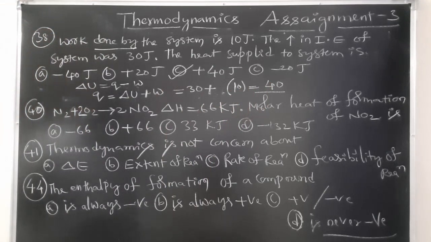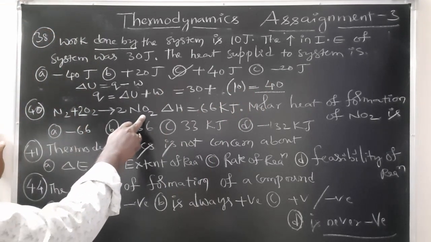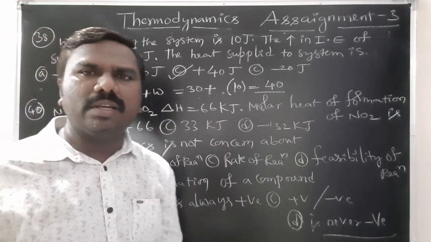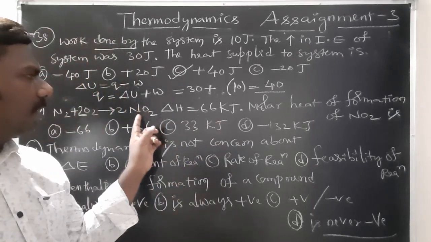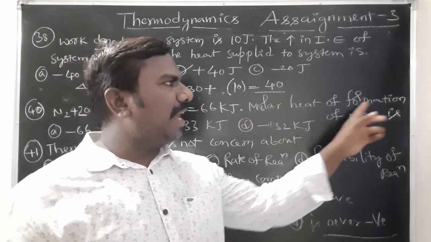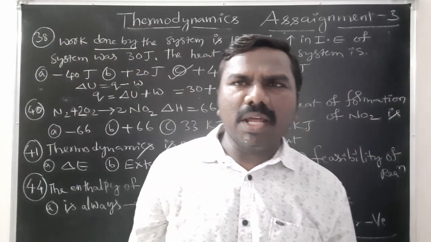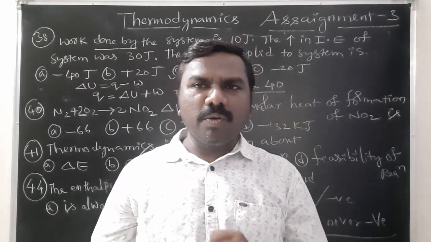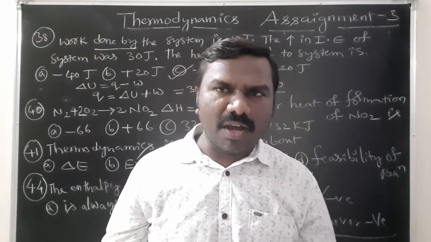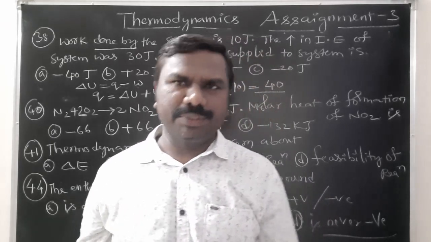Okay. Next, after this, N2 plus 2O2 gives rise to 2NO2. Delta H is 66 kilojoules given. For the formation of 2 moles of NO2, this much energy. Molar heat of formation of NO2 will be. Molar heat of formation means the amount of energy required to form 1 mole of compound. That is called molar heat of formation.